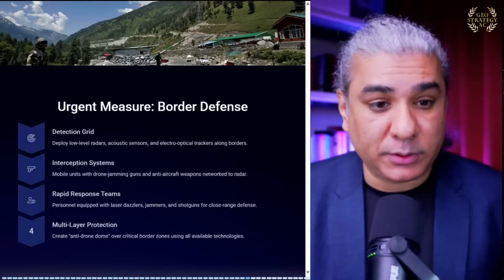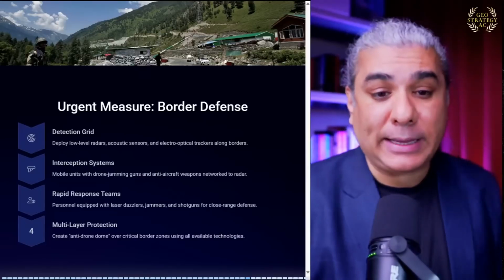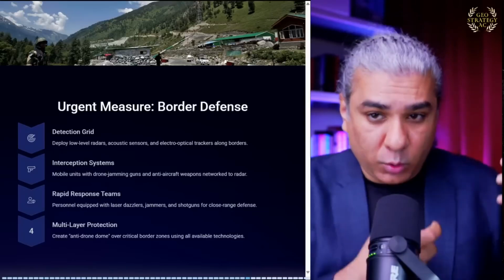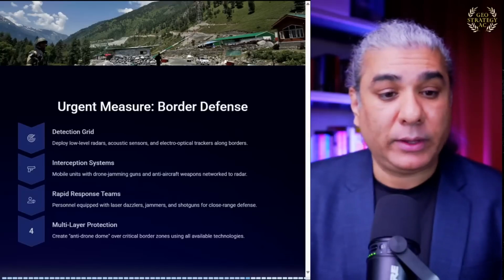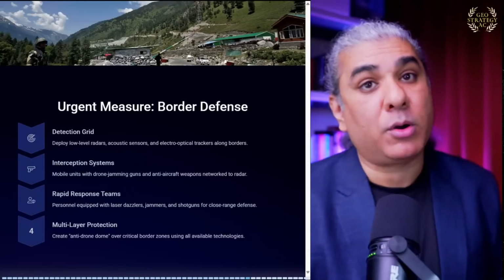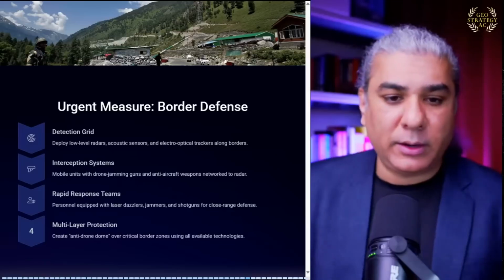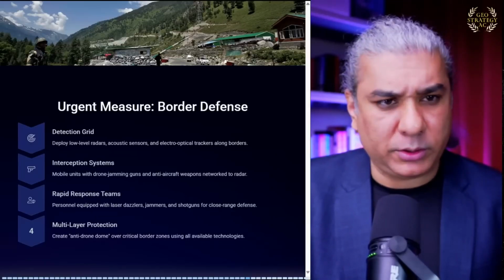We need rapid response teams, personnel equipped with laser dazzlers, jammers, and shotguns for close range defense if required, and multi-layered defense, multi-layered protection. An anti-drone dome needs to be created over critical border zones, not everywhere, but critical border zones, using all available technologies.